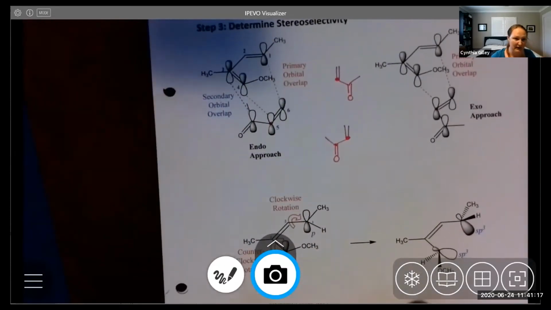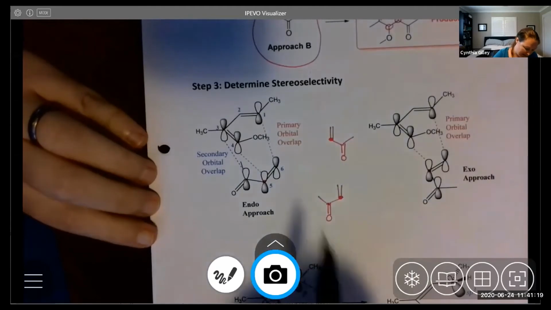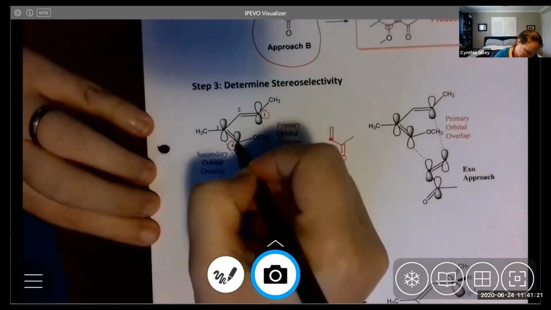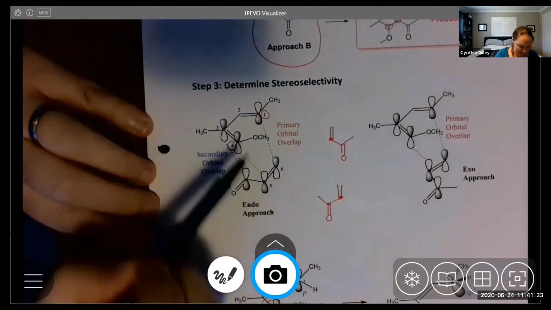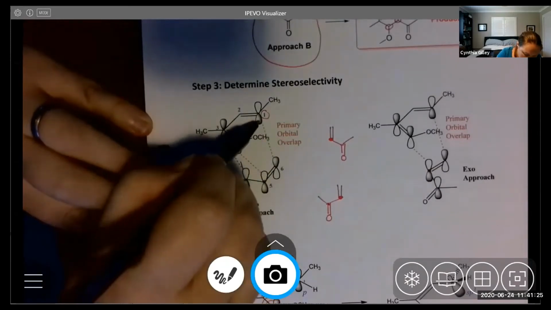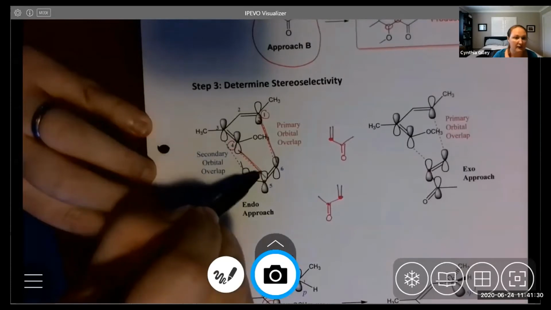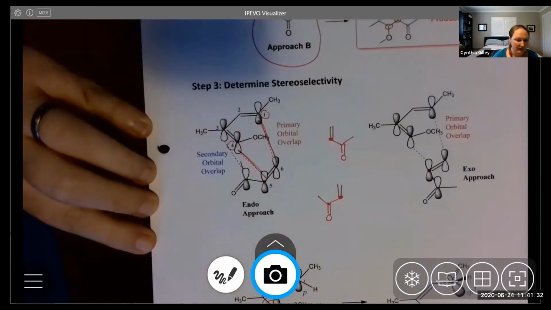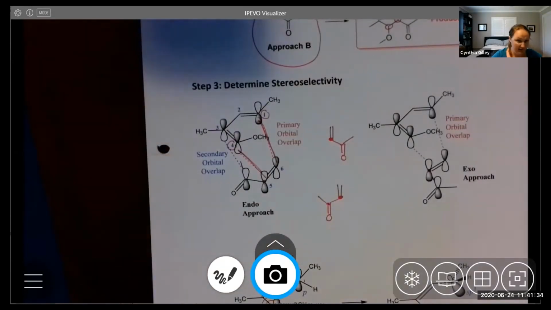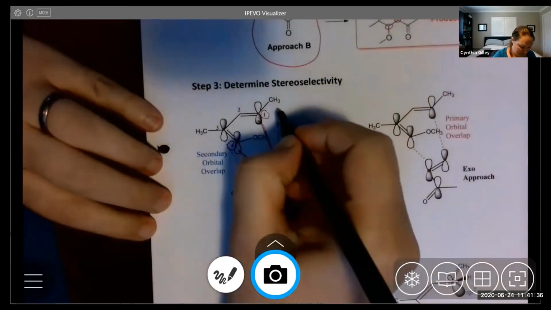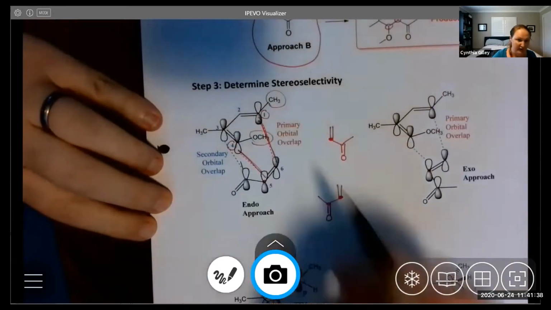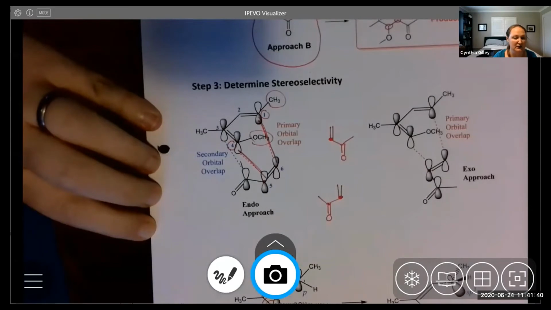Okay, so let's see what's happening. We're going to focus now on looking at carbon number 1 and carbon number 4, right? Because we're having the favorable orbital overlap here. Those orbitals. So we want to see, because there's groups here now. There's this methyl, there's this methoxy. Those are going to lead to those groups being on a dash or a wedge. So we want to understand why.